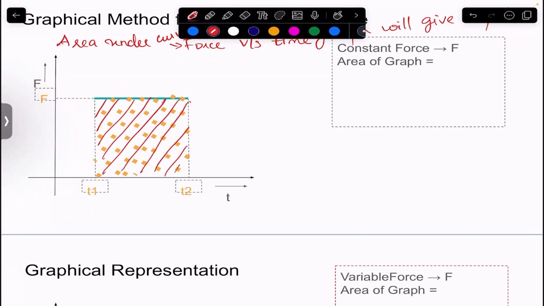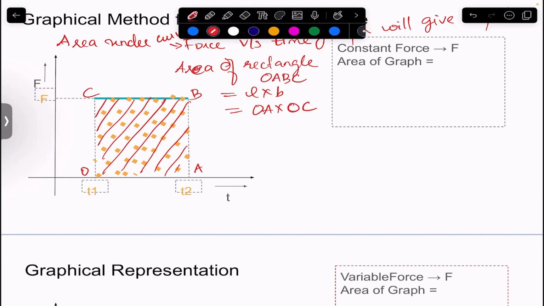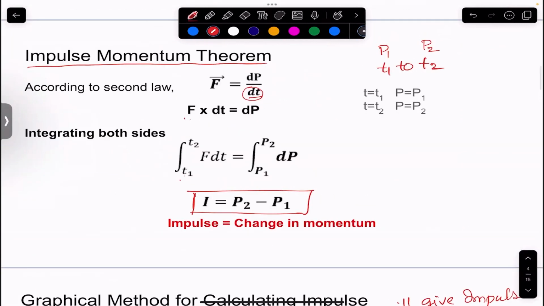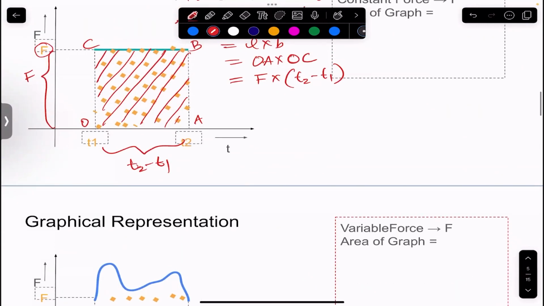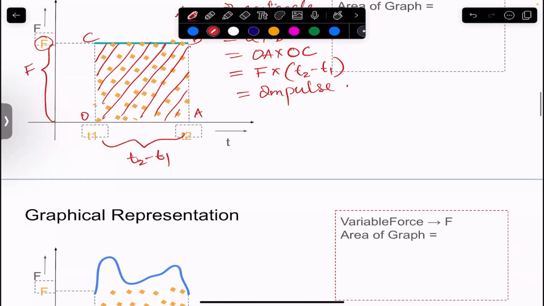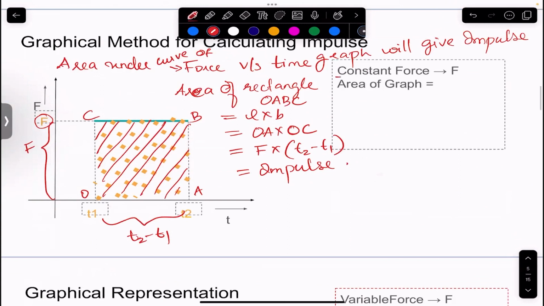The area is the area of the rectangle, let's name this rectangle OABC. That is equal to length times breadth, so OA times OC. This length OC is F, and this length is t2 minus t1. So that is F times (t2 minus t1), which is F times the change in time, and that is the impulse. Now, this is for constant force.